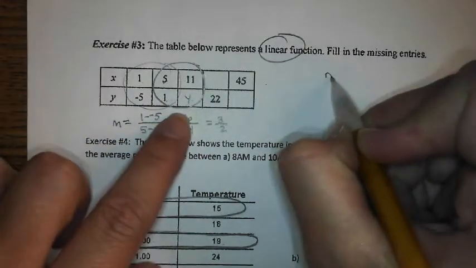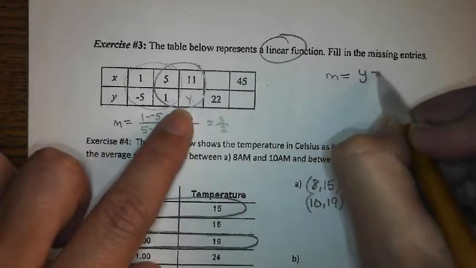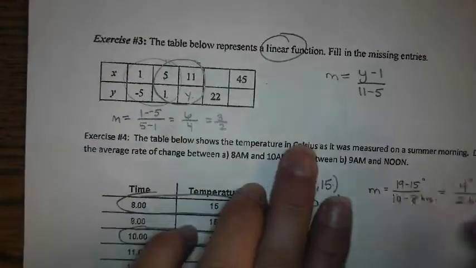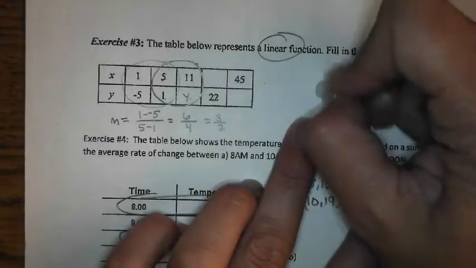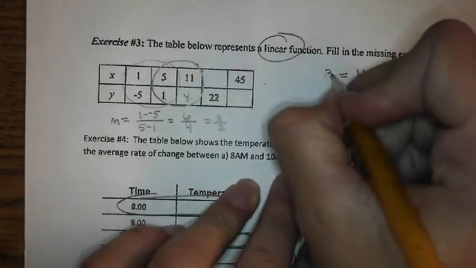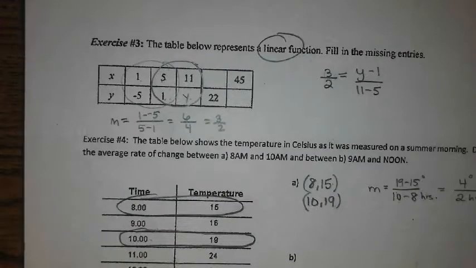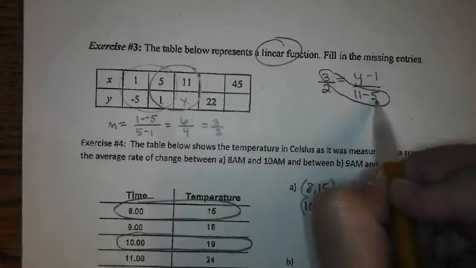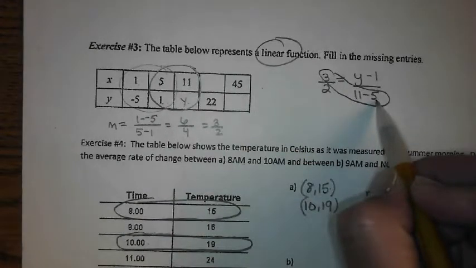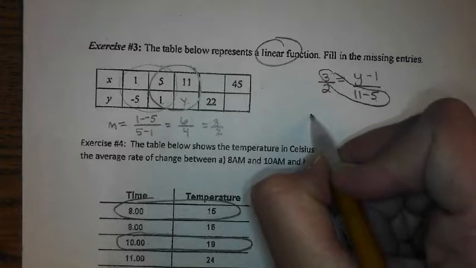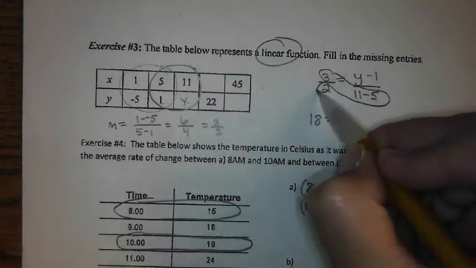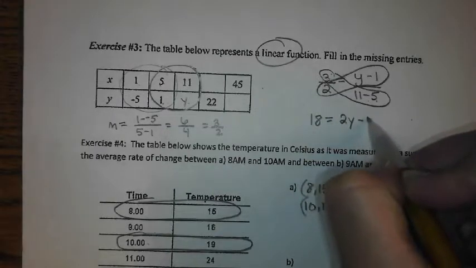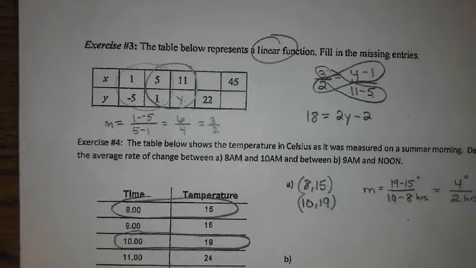So my slope equals y minus 1 over 11 minus 5, but I don't need to use m as my slope anymore. I know my slope is 3/2. So I'm going to cross multiply to solve this. What's 11 minus 5? 6. So 3 times 6 is 18 equals, when I cross multiply here, I have to distribute. So that's going to be 2y minus 2. And solve, and you'll have your y coordinate.